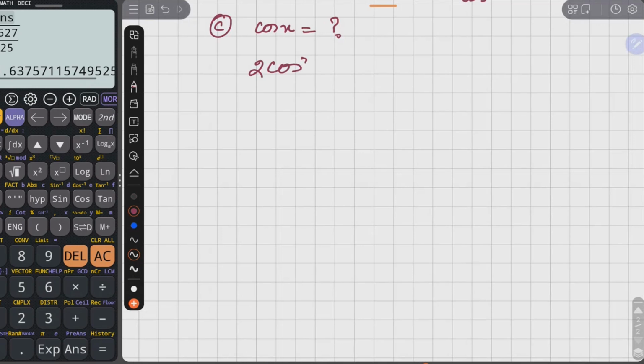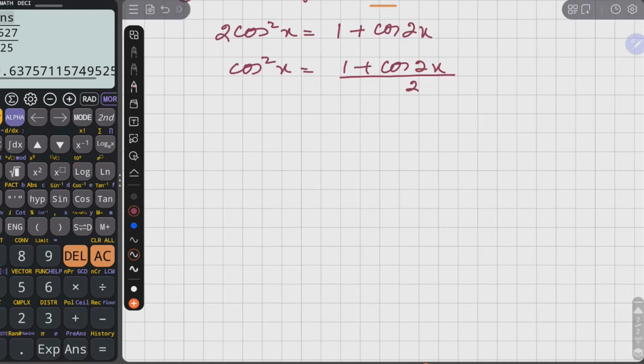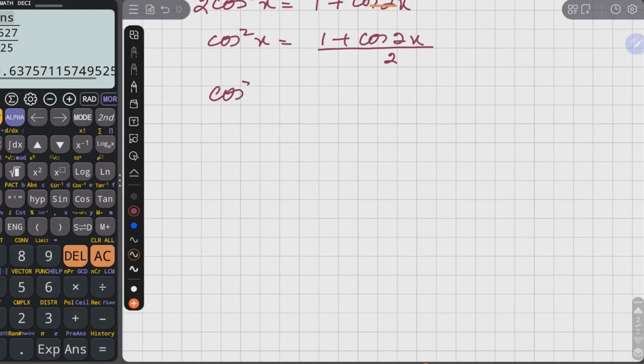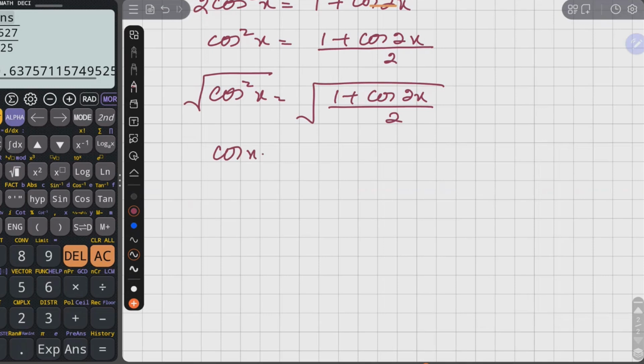2 cos square of x is equal to, for cos we put plus sign, 1 plus cos of 2x. Okay, cos square of x is equal to 1 plus cos of 2x divided by 2, and cos of x is equal to the root of 1 plus cos 2x divided by 2. Now see, x is an acute angle, so your answer would be in positive form. So cos of x is equal to root of 1 plus cos 2x over 2.